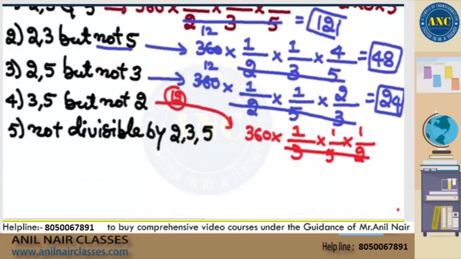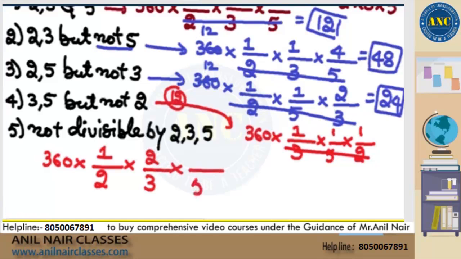Not divisible by 2, 3 and 5. Out of 360, for every 2, one number is not divisible. For every 3, 2 numbers are not divisible. For every 5, 4 numbers are not divisible. 360 into 1 by 2 into 2 by 3 into 4 by 5. You can do divisibility, you can do not divisibility by using this wonderful concept.